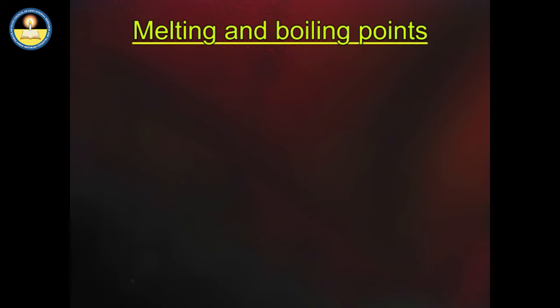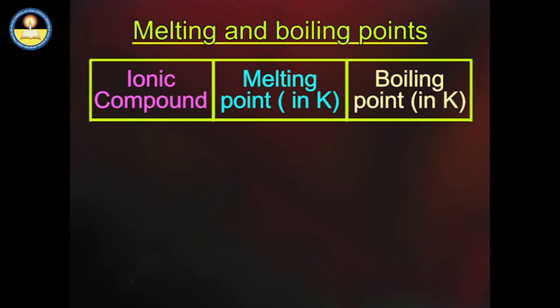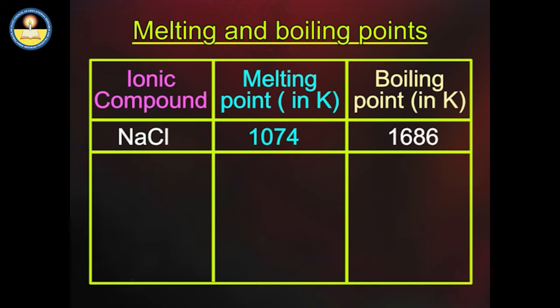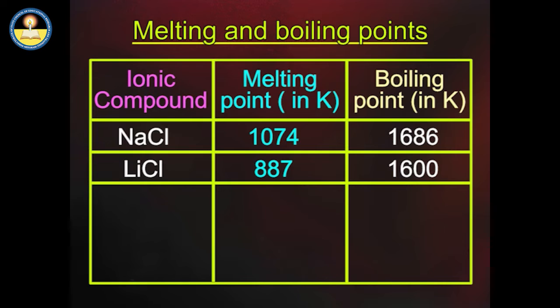Melting and boiling points. Ionic compounds generally have very high melting and boiling points. Have a look at the melting point and boiling point to gain a better understanding about ionic compounds. Ionic compound sodium chloride has a melting point of 1074 Kelvin, boiling point of 1686 Kelvin. Lithium chloride has a melting point of 887 and boiling point 1600 Kelvin.